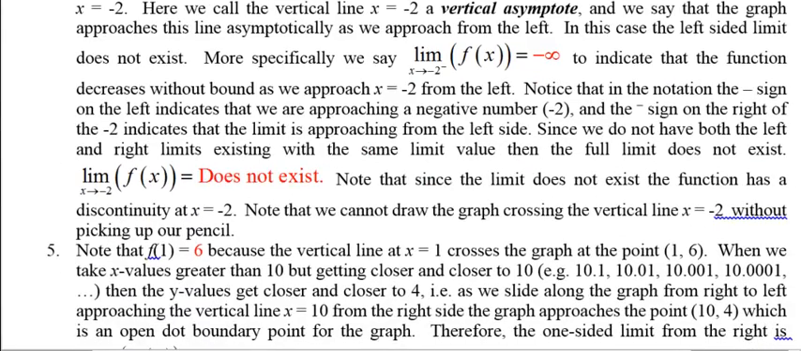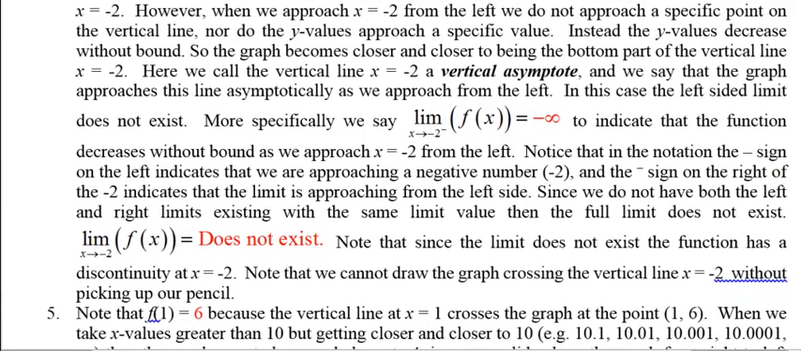Okay? So the limit from the left does not exist, but we can say the limit as x approaches -2 from the left of f of x is negative infinity. That doesn't mean it exists. That's just telling you how and why it does not exist. So that left limit indicates the limit doesn't exist, but this minus infinity indicates that the graph is going down forever, which is exactly, of course, what we saw in the graph, and that is a vertical asymptote.